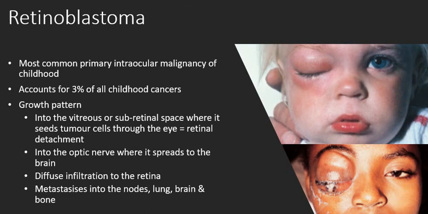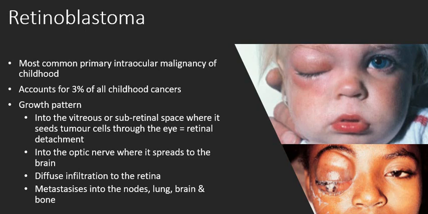And the final tumour in this presentation is a retinoblastoma. Retinoblastomas occur in 1 in every 17,000 live births, so they're fairly common, and they are the most common primary intraocular malignancy in children, and they account for 3% of all childhood cancers. And what happens is they grow into the vitreous or the subretinal space, and they seed tumour cells throughout the eye, and they will cause a retinal detachment.